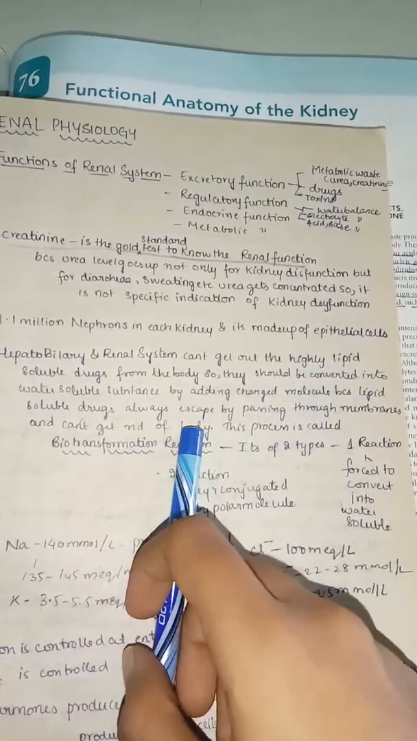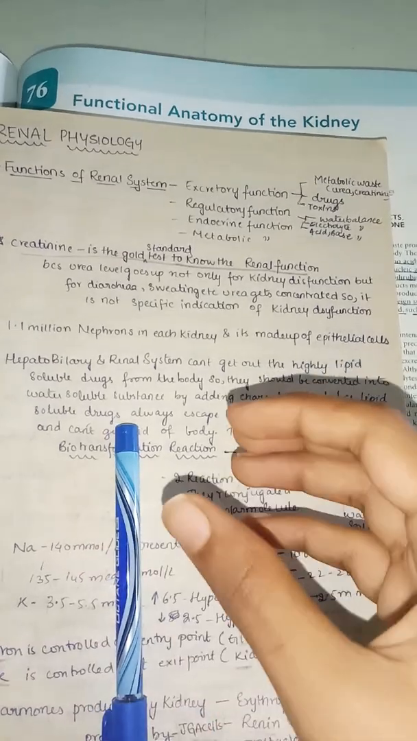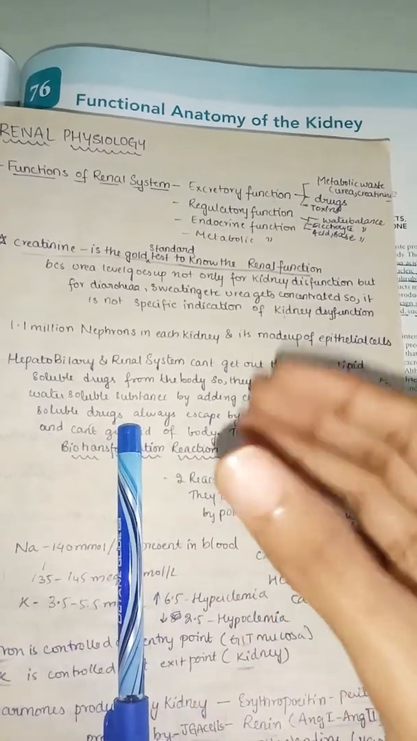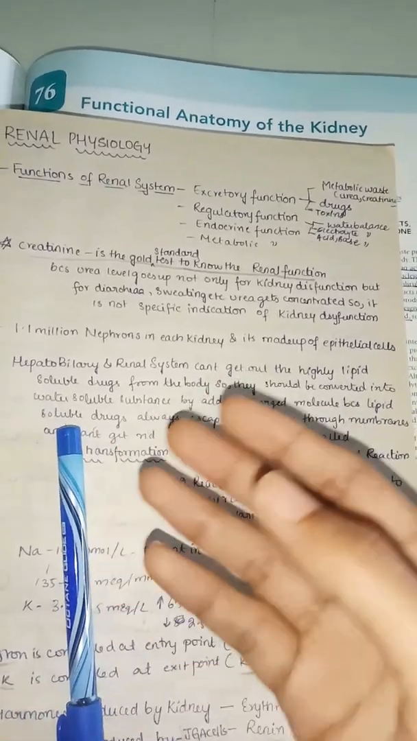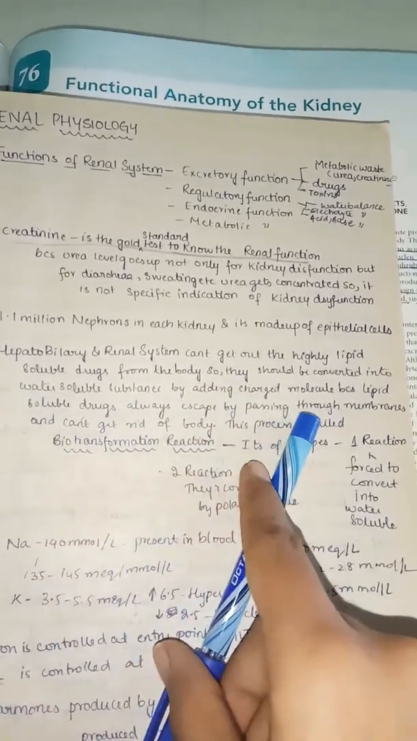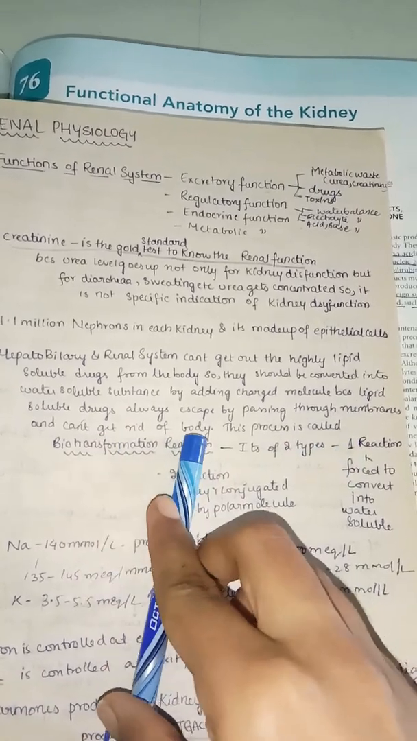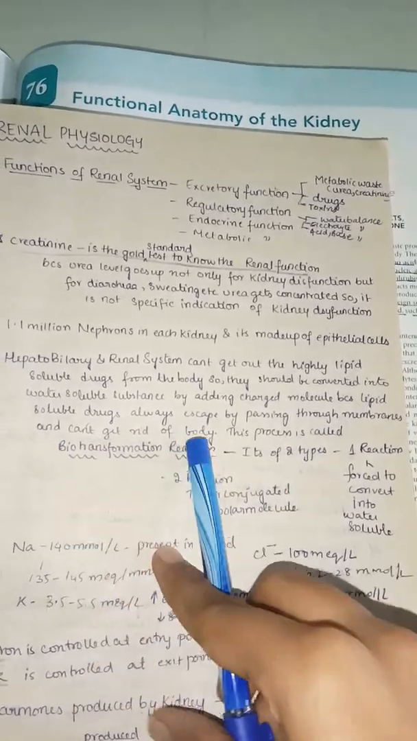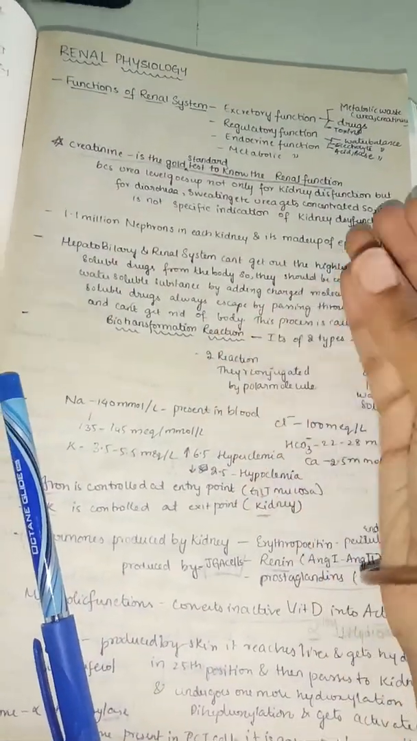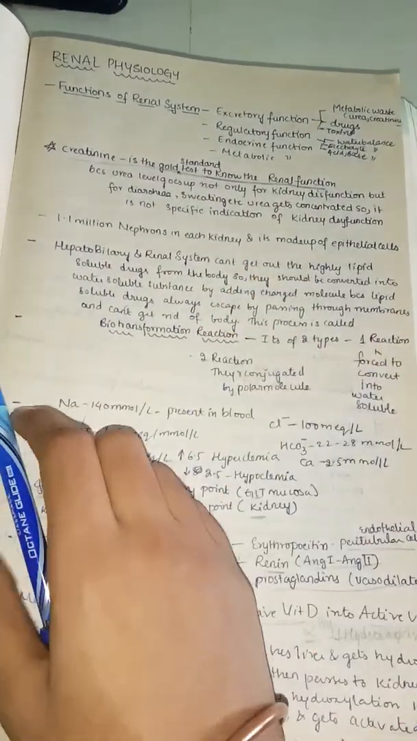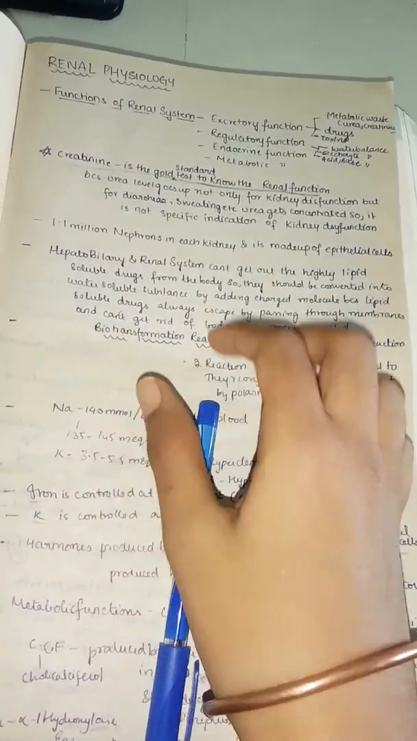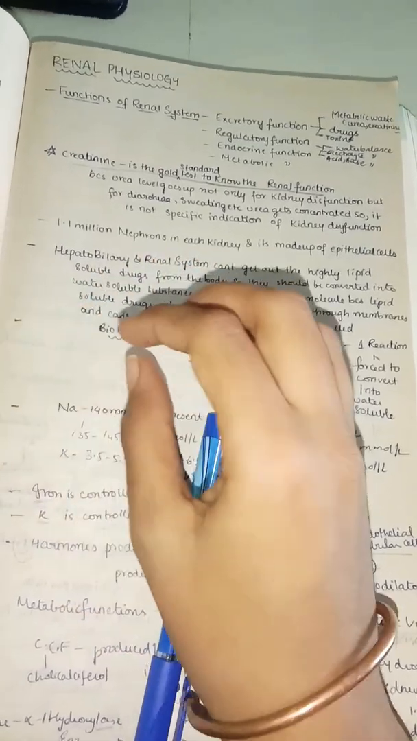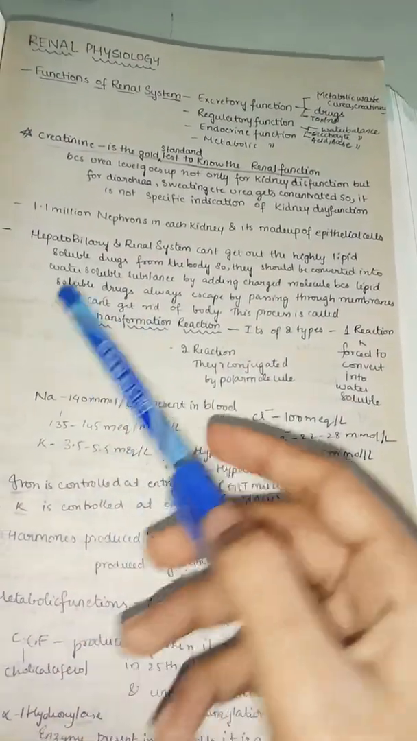So if they are converted into water soluble substances, then they have no chance to go into the cell, so they will directly come out in the form of urine, or sometimes they may go out in the fecal matter. So drugs always escape by passing through membranes and can't get rid of the body, and to prevent that, converting the lipid soluble substances into water soluble substances and allowing them to be excreted, that process is called biotransformation reaction. Here both the liver and the kidney play a major role. Mainly biotransformation takes place in the liver.